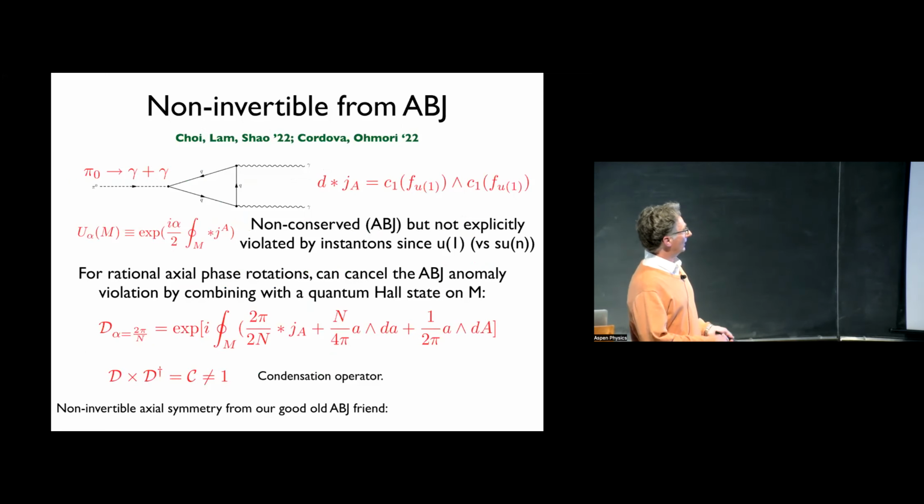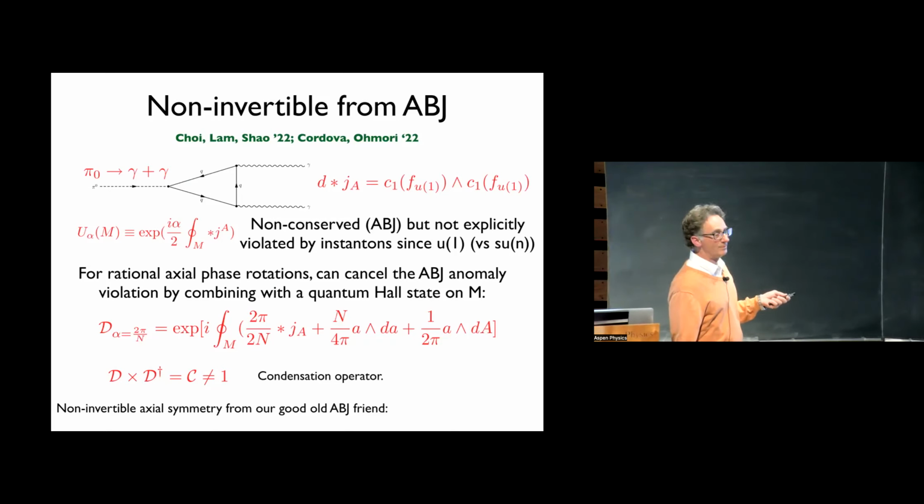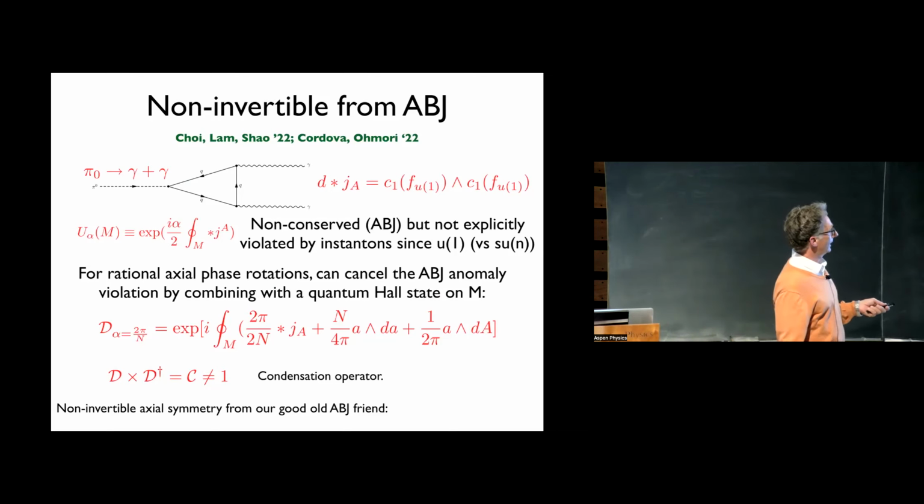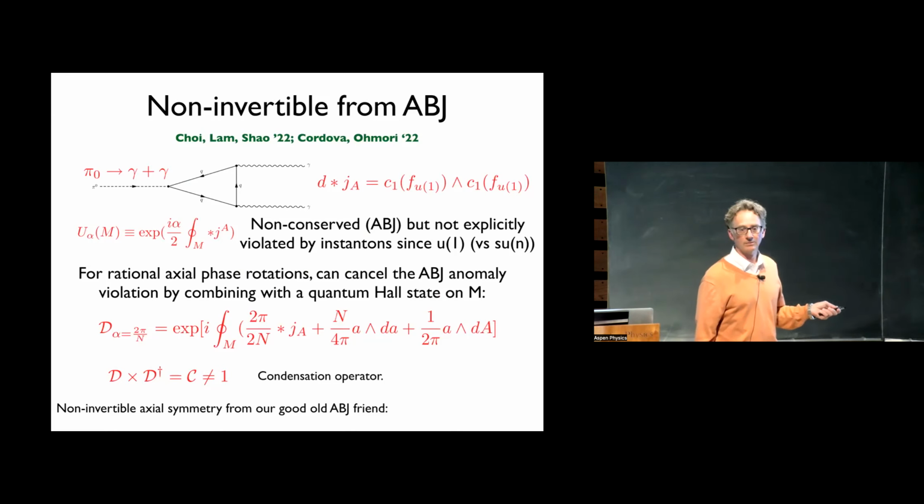Okay, this is basically the last slide. The last thing I want to mention is that there are also non-invertible symmetries from the ABJ anomaly. The ABJ anomaly is the original anomaly, which tells us that we can have pi zero decay into two photons. And if we look at it not for a non-Abelian theory, but for a U(1) gauge theory, something special happens: it's not explicitly violated by instantons, since U(1) doesn't have any instantons, versus SU(N). So it's anomalous, but it's not explicitly violated.